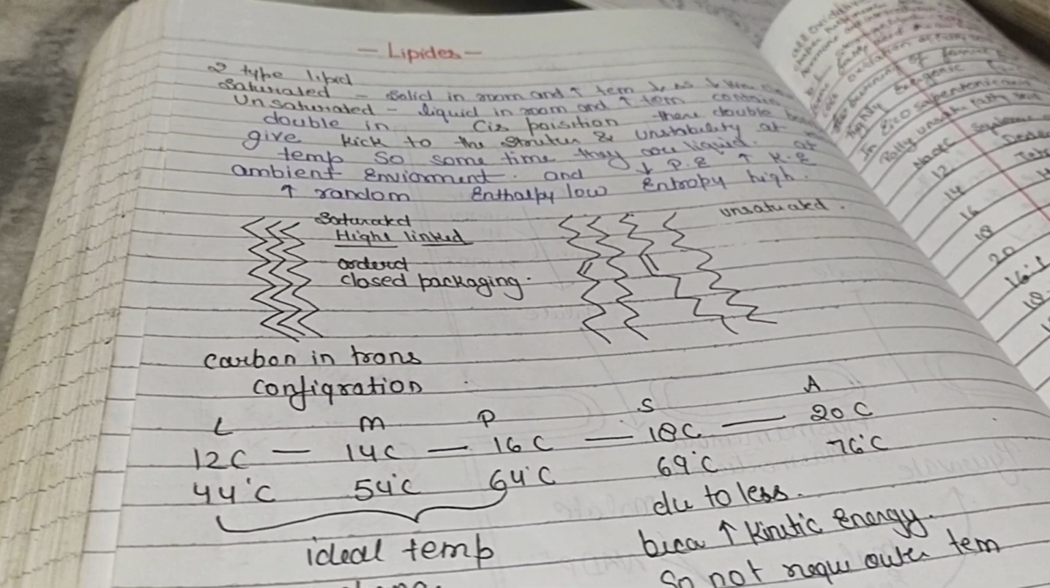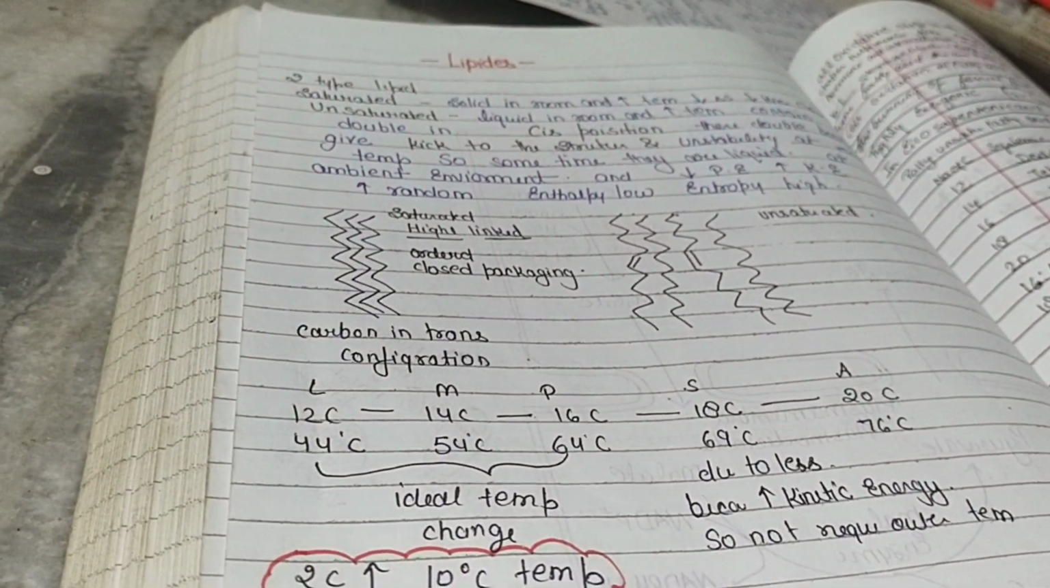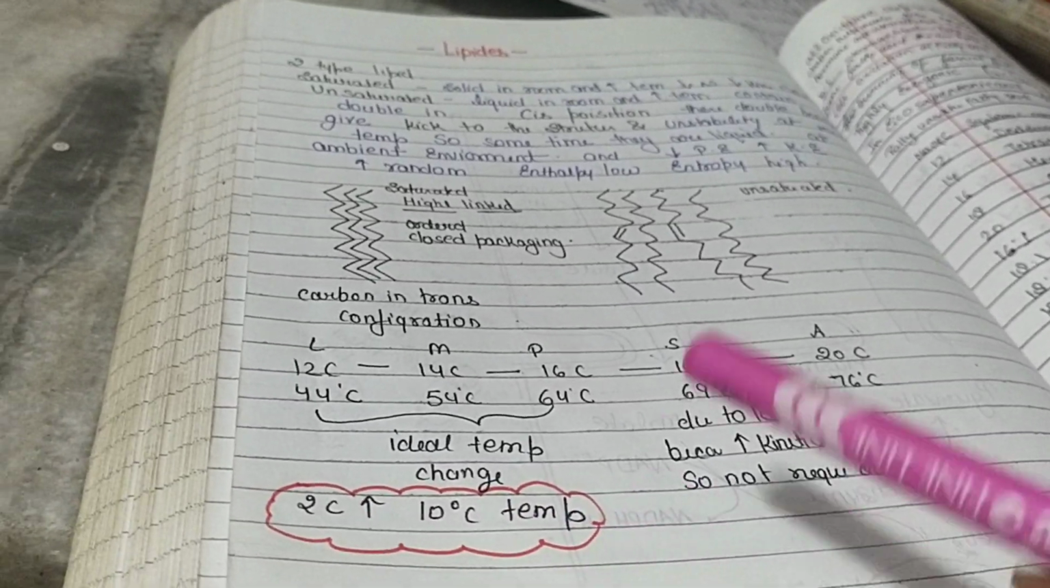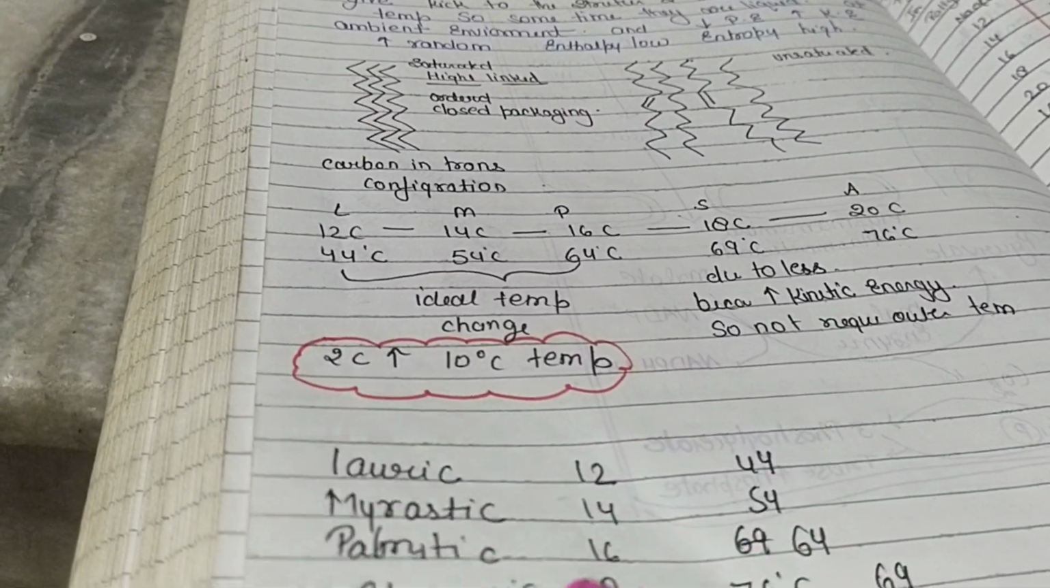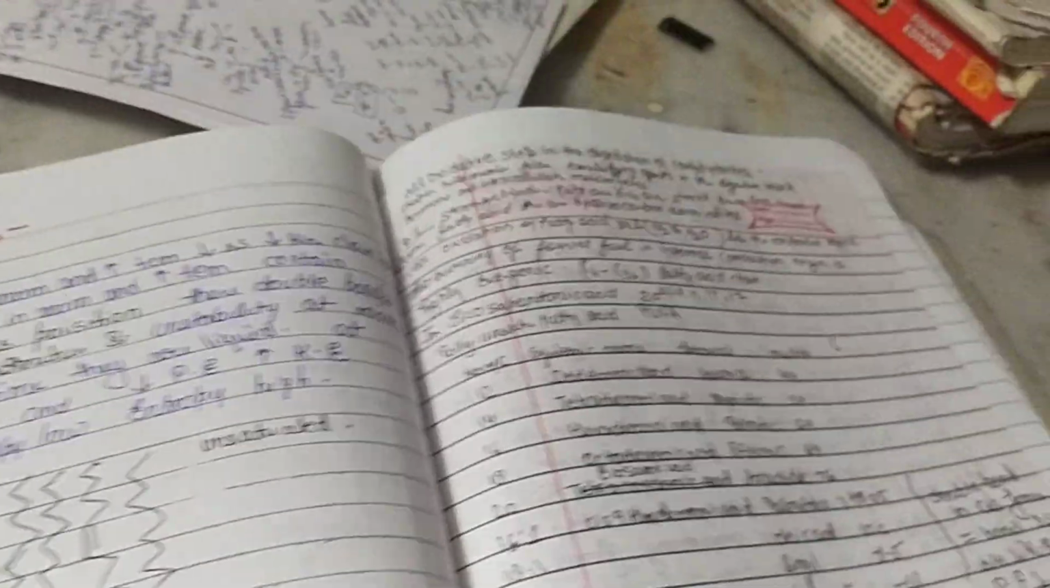entropy is directly proportional to the temperature. Two carbons higher means a 10 degree temperature difference. This rule is followed in that area. Okay, lauric, myristic, palmitic, stearic, arachidic.